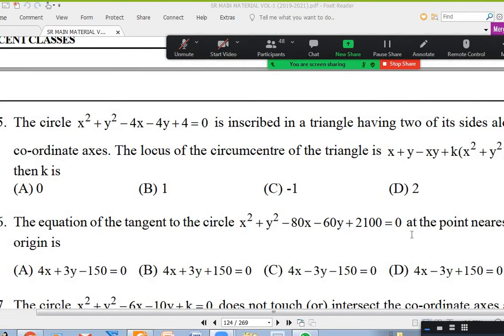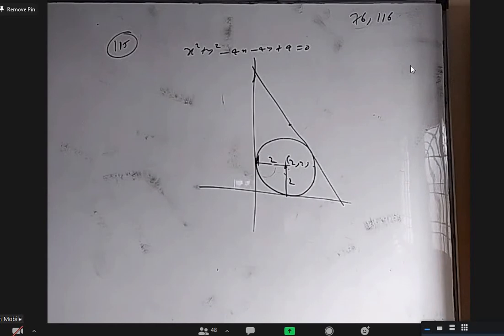The circle x square plus y square minus 4x minus 4y plus 4 equals 0 is inscribed in a triangle having two of its sides along the coordinate axes. The locus of the circumcenter of this triangle: this is a right angle triangle, so it is the midpoint of the hypotenuse. Finding the locus is one thing, and then we'll get two loci. Deciding which one is correct is also important here.